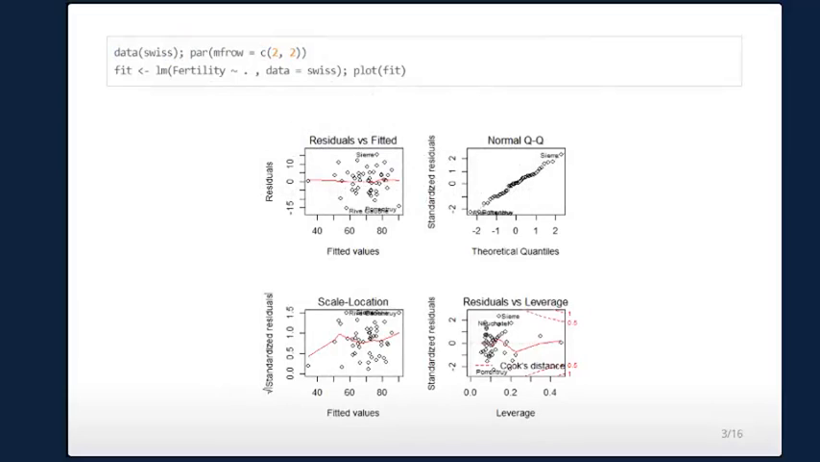Now, let's look back at the Swiss fertility data. You can do data(swiss), and par(mfrow = c(2,2)) just says I want 4 plots arranged in a 2x2 array. I'm going to fit my linear model, and I'm just going to include all my covariates. And I'm just going to say plot(fit). And it gives us this set of different plots, and what we're going to talk about today is basically what these plots do and why someone would want to plot them. They're assessing different aspects of model fit.